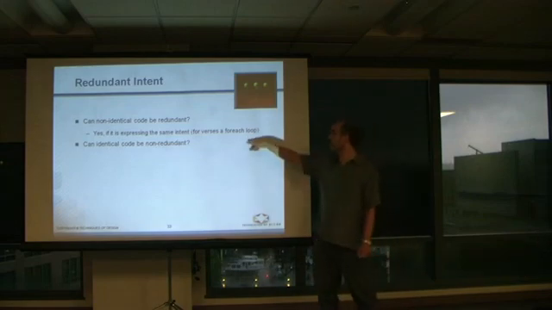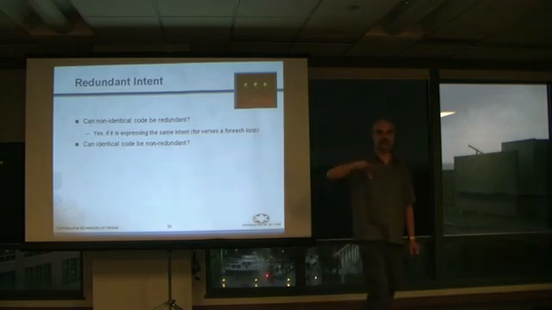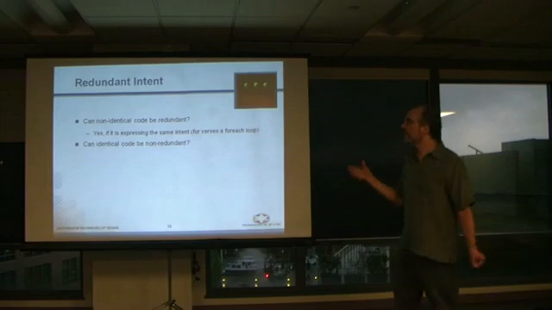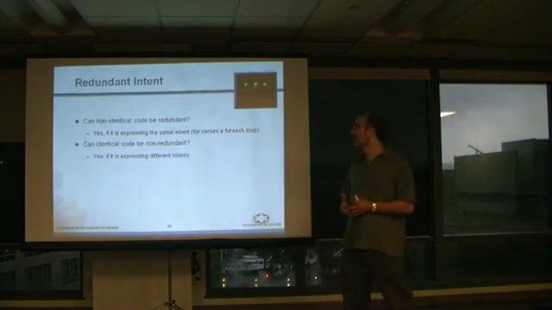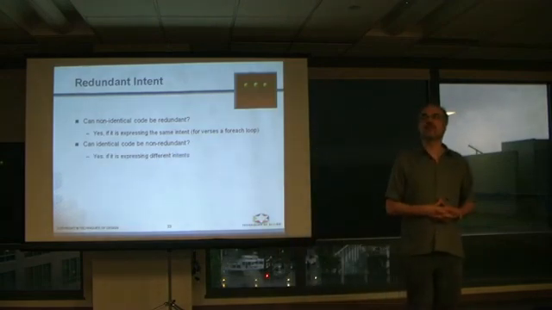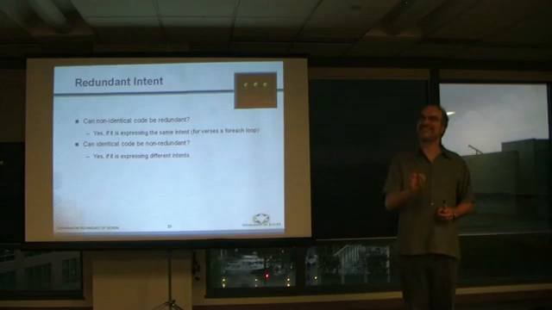For example, a for each and a for loop. If they're doing the same thing, they'd be redundant. What about identical pieces of code? Can it be non-redundant? Again, absolutely yes, if it's expressing different intent. So when we talk about redundancy, we're talking about redundant intent.